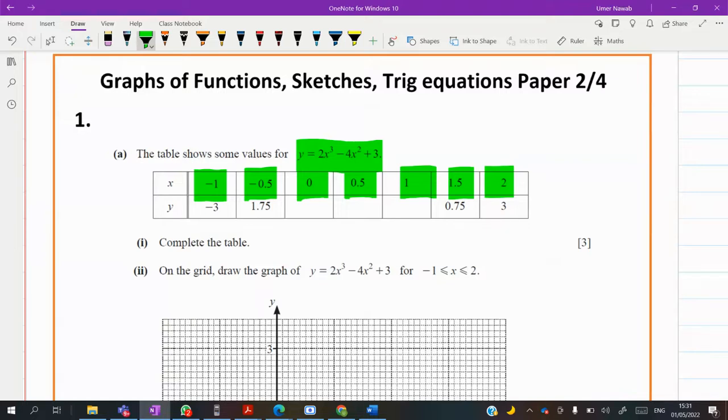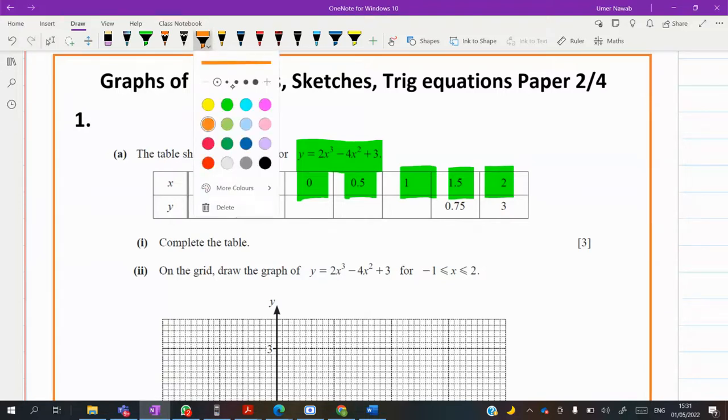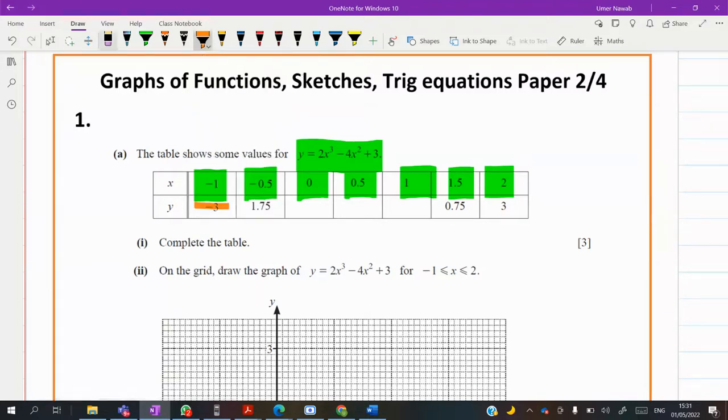Out of those 7 points, he has already provided you the information of the corresponding y coordinates. As per the question, he gave you this y coordinate, this y coordinate, this y coordinate, and this coordinate. So three y coordinates are not provided by the examiner.